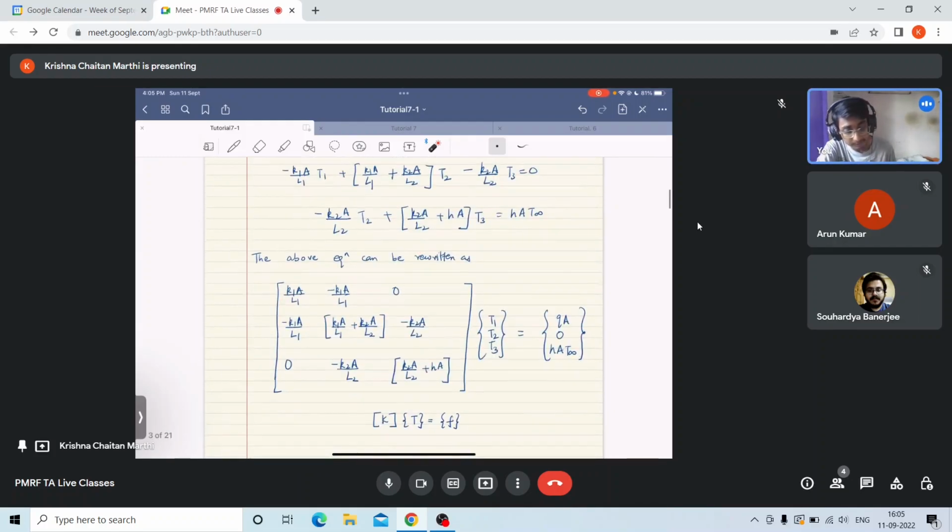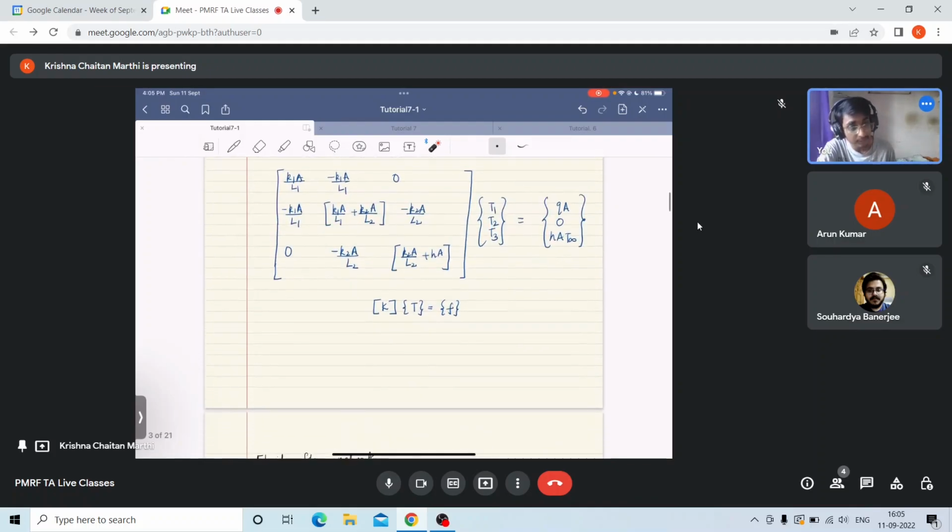This set of equations can be rewritten in matrix form. This is a 3 cross 3 matrix, and we have three nodes, that is why we have a 3 cross 3 matrix. The first entry is k1A by L1, the second entry is minus k1A by L1, and the third entry is 0. Similarly for the other two rows I have written the expressions, and at the right hand side we have qA, 0 and hA T infinity. This system can be written as K times T equal to F, and K is sometimes referred to as the stiffness matrix.